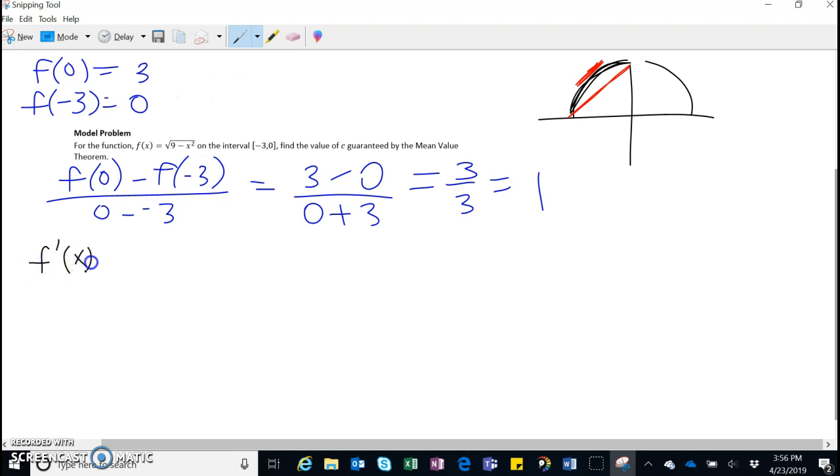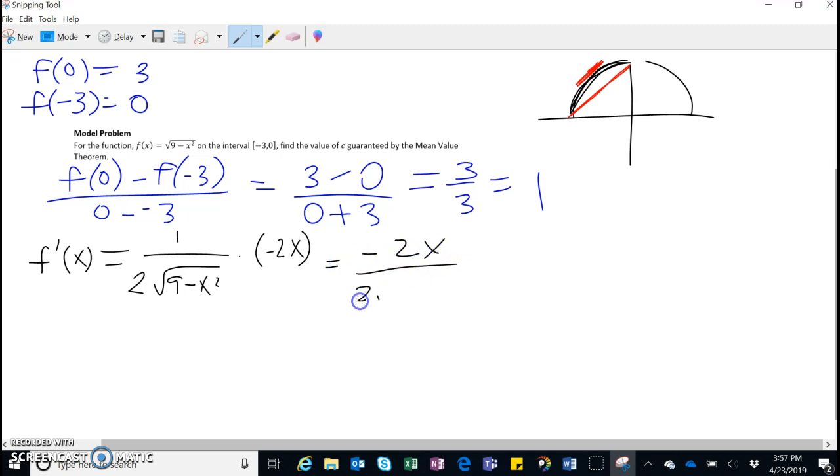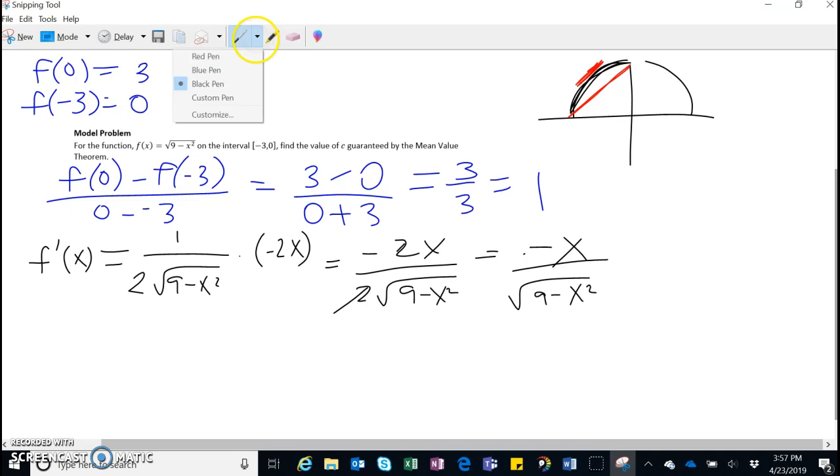F prime of x is 1 over 2 square roots of 9 minus x squared times -2x. That's the derivative of the inside function. Cleaned up, that looks like -2x over 2 square roots of 9 minus x squared. Or maybe I can cancel those 2's. -x over the square root of 9 minus x squared. All right, so I've got my pre-work done. I know the slope between my two endpoints. I know my derivative. MVT states that those two things are guaranteed to be the same.